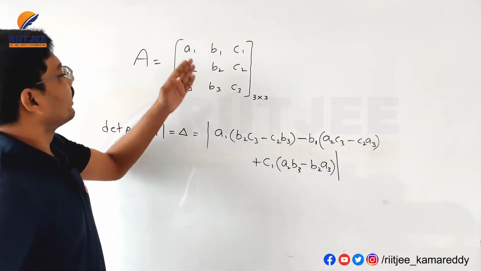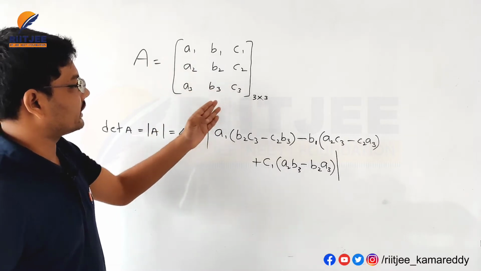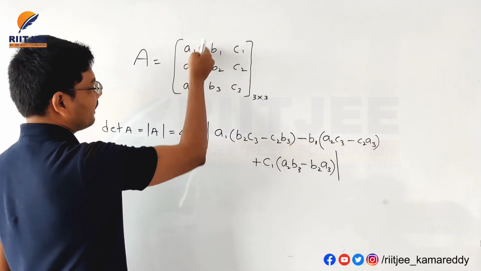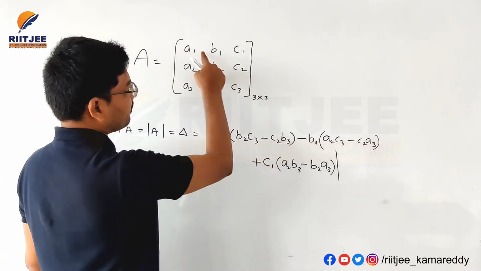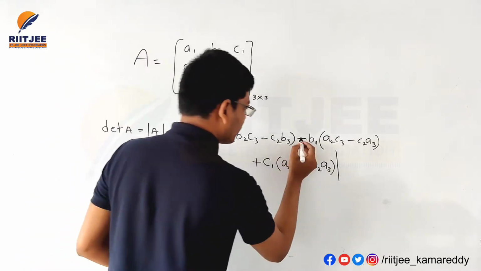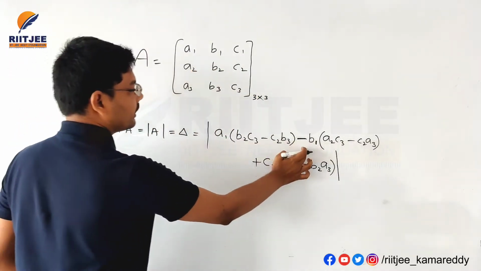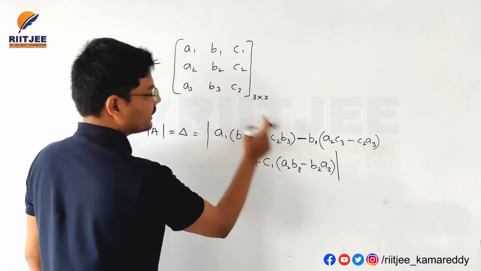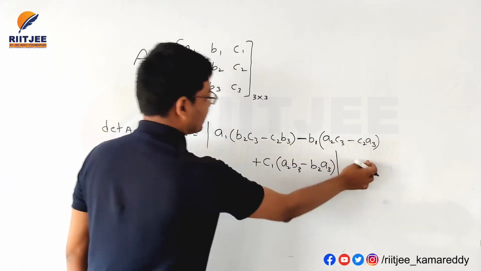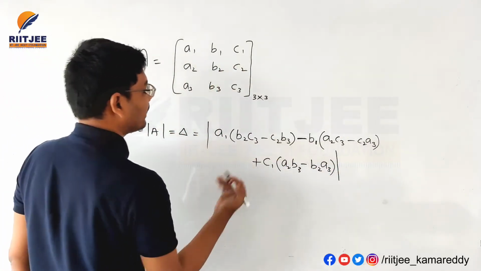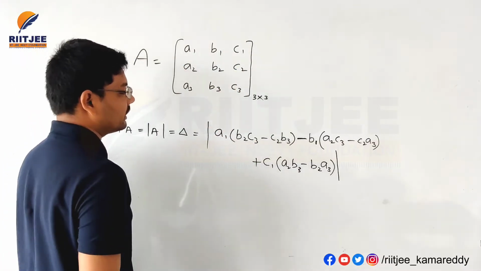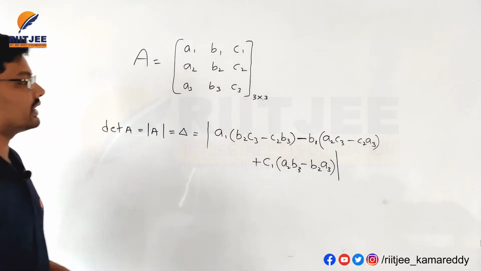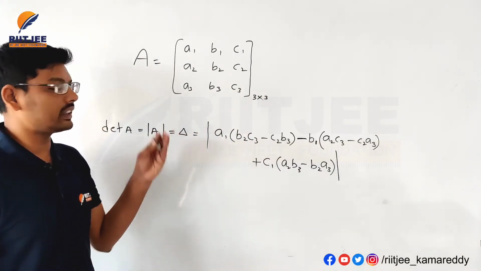Once again, first find a1 into (b2 c3 minus c2 b3), because we need to eliminate the row and column which have a1. Next, take minus of b1; this is the formula, we should take minus here. Minus b1 into (a2 c3 minus c2 a3). The third term is c1 into (a2 b3 minus b2 a3). This is the modulus and determinant value of a 3 by 3 matrix.